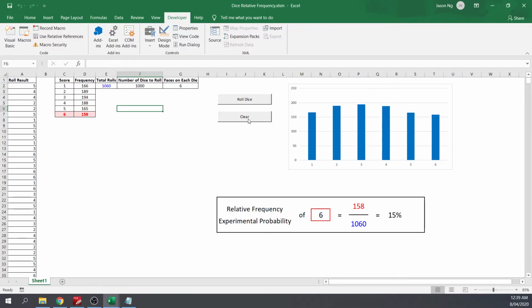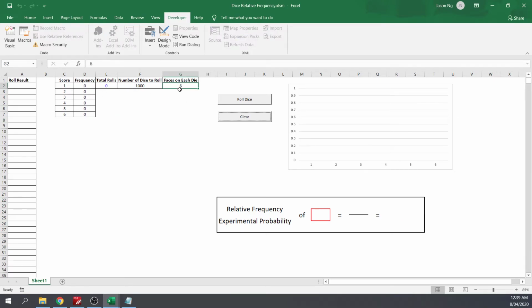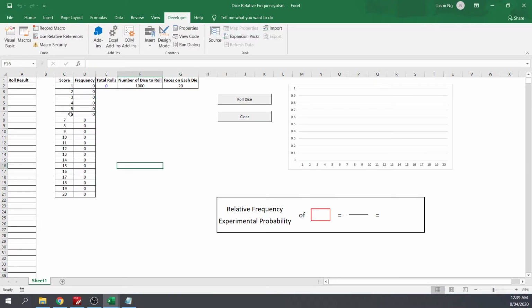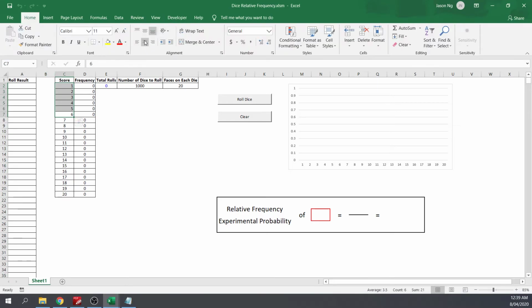Now, let's clear this, and we haven't played with this number 6 here, the faces on each die. So let's roll a 20-sided die. Some games actually use a 20-sided die. It looks kind of cool. Oh dear, that didn't work so well, but that's fine, it's just formatting. Forgot to put that in.